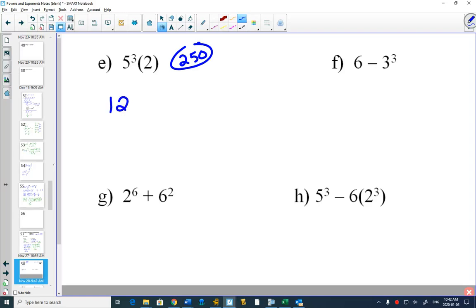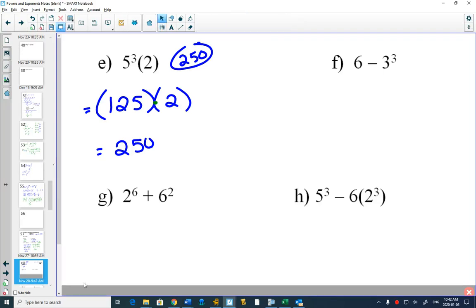5 cubed on your calculator is 125. When we have these brackets together, there's a multiplication there. Type that into your calculator, and we get 250. So showing our work gives us the same answer as what our calculator does.